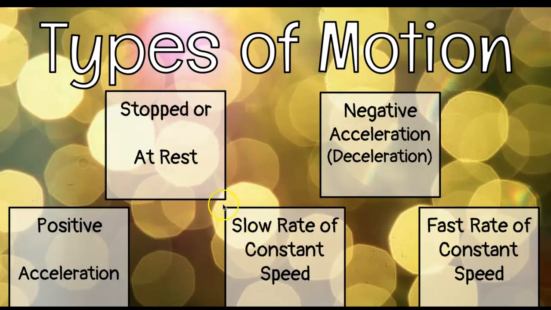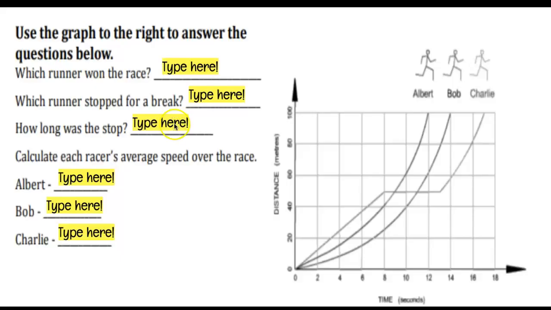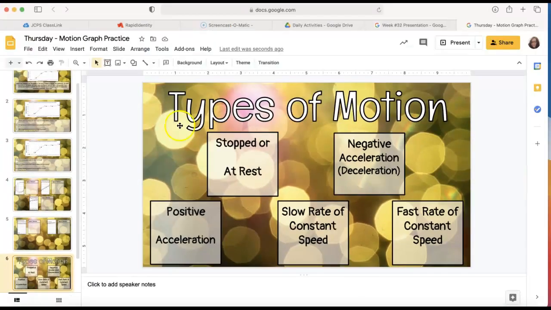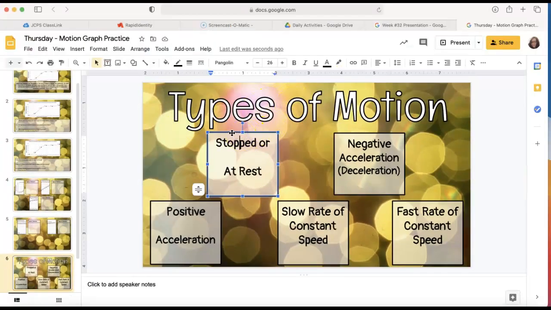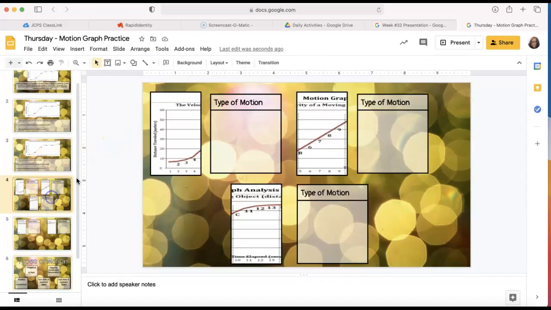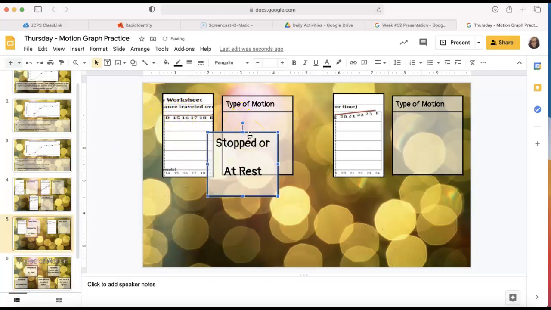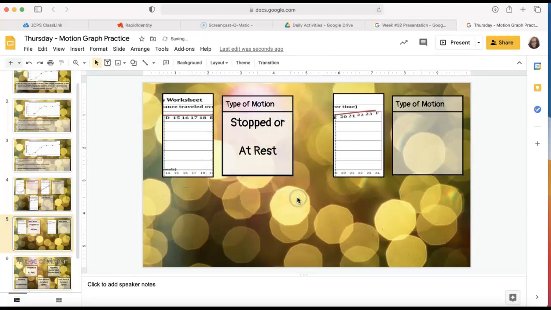Well, we already answered the question about where the object was stopped or not moving. Remember, that's a horizontal line. So all you have to do here is press Control-C and copy that box. And I know I'm looking for a horizontal line that's flat. And that's going to be right here from D to E. We said it was not moving. So I'm just going to take that box, paste it in, and put it there.